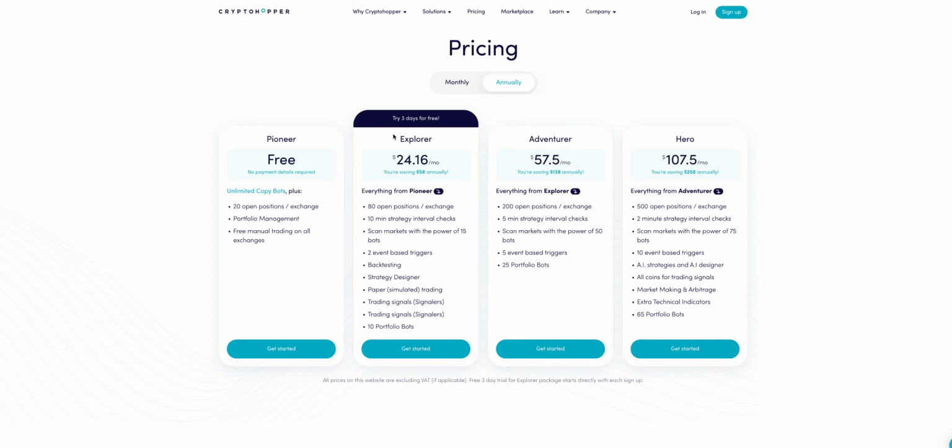You're going to want to use at least the Explore plan here. What this is going to allow you to do is check every 10 minutes for your strategy and place buys and sells based on your strategy. It's going to scan the markets pretty consistently. It allows you to backtest and paper trade.